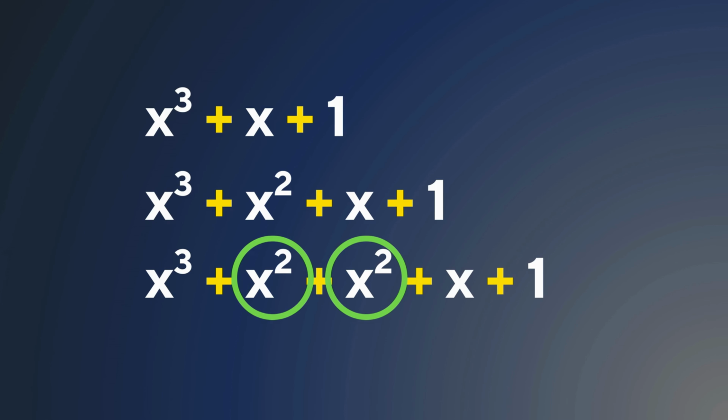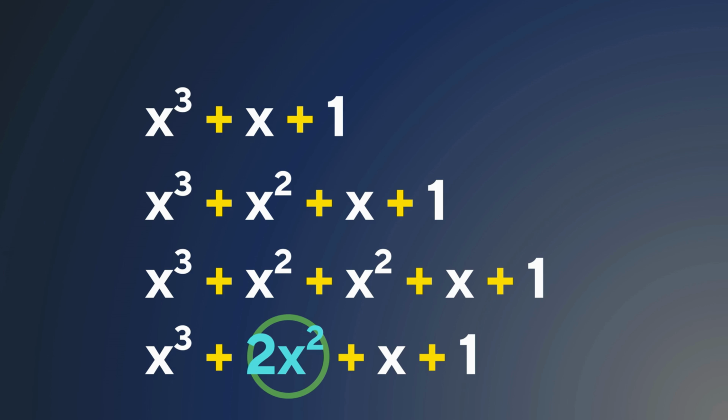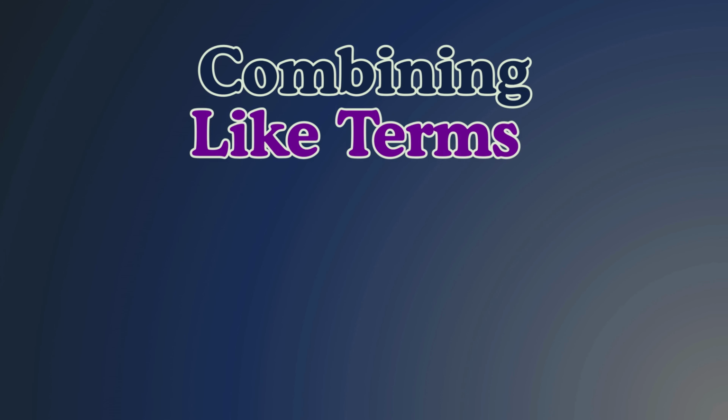And whenever you have terms like this, terms that have the exact same variable part, they can be combined into a single term. So we should combine the x squared terms. Therefore, 1x squared plus 1x squared makes 2x squared. Easy, right? Okay, what we have just done is combining the like terms.